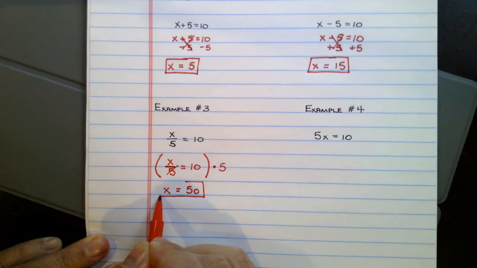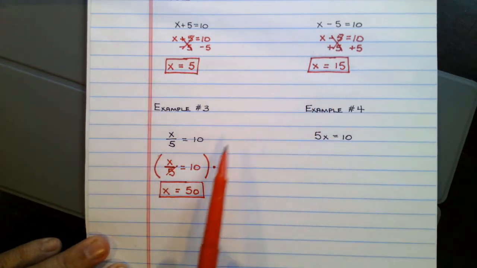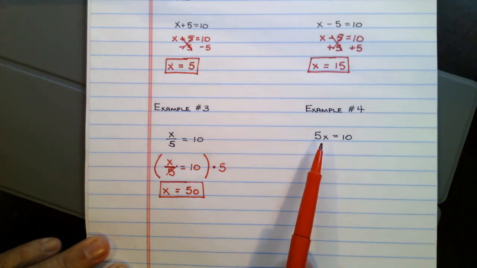This right here is my answer. So again, basic operations are adding, subtracting, multiplying, and dividing. To solve an equation, you do the opposite of those. These are pretty easy. Sometimes students have a hard time with this.